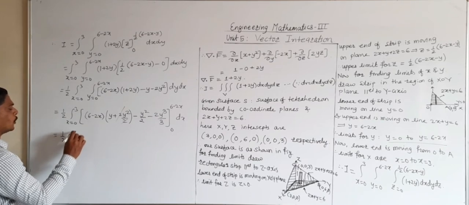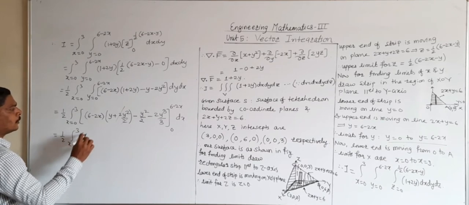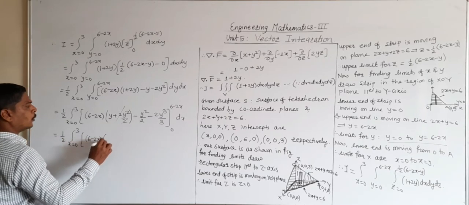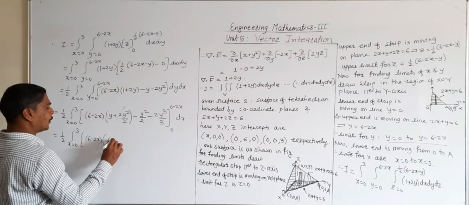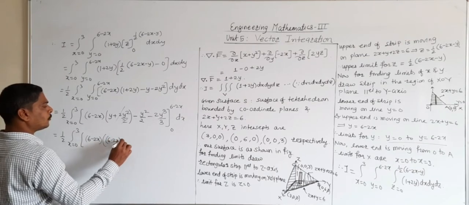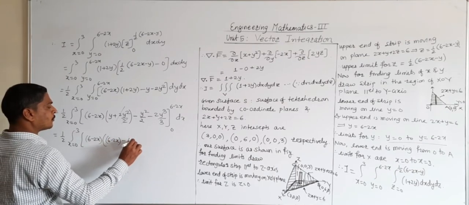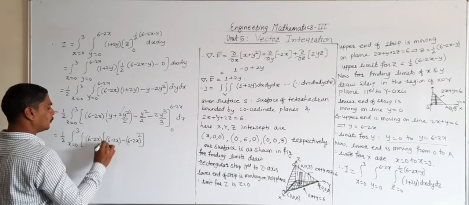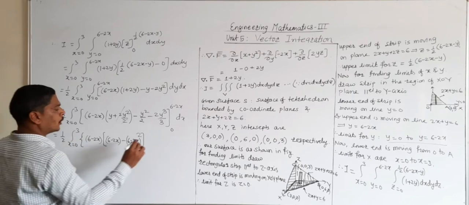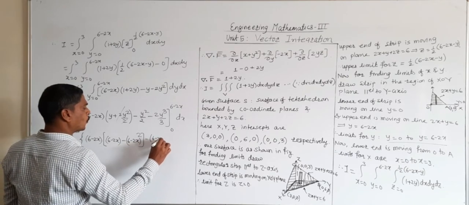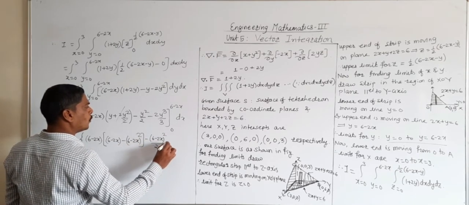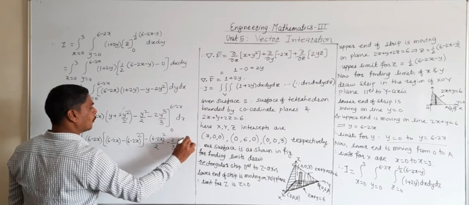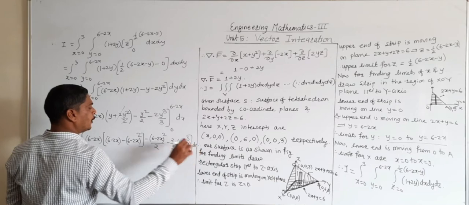We get x is equal to 0 to 3, 1 upon 2 as it is, in bracket 6 minus 2x into bracket, instead of y, 6 minus 2x minus 6 minus 2x its square, bracket complete. Okay, so then minus 6 minus 2x bracket square divided by 2 minus 2 upon 3 into 6 minus 2x bracket cube, bracket complete, dx.